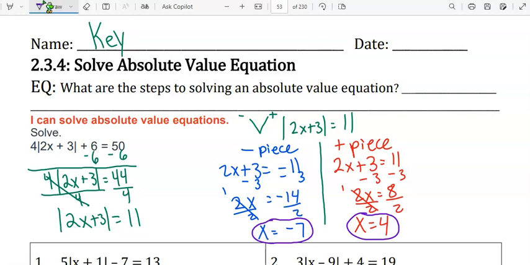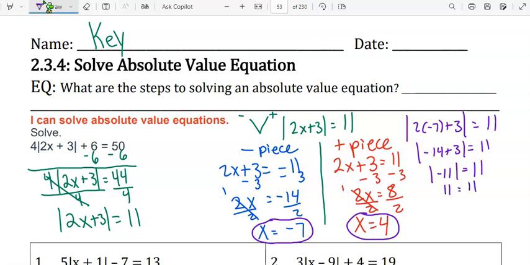From here, let's go ahead and check to see if both of these are real solutions. We'll go back to the isolated equation and plug those in. 2 times negative 7, see if it equals 11. So we have the absolute value of negative 14 plus 3 equals 11. The absolute value of a negative number will still be a positive. An absolute value will always return a positive. If it's negative, it's positive. If it's positive, it's also positive.